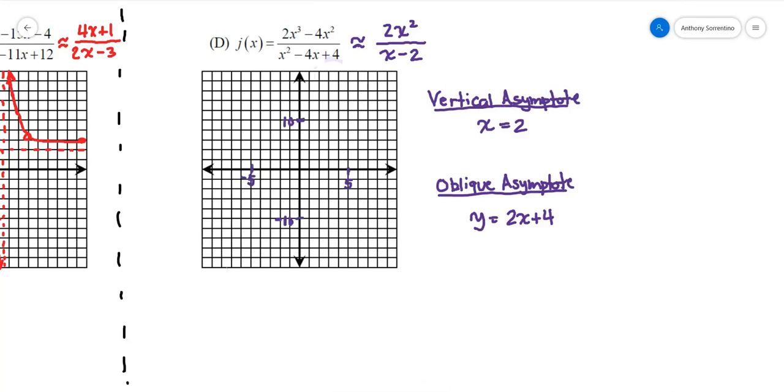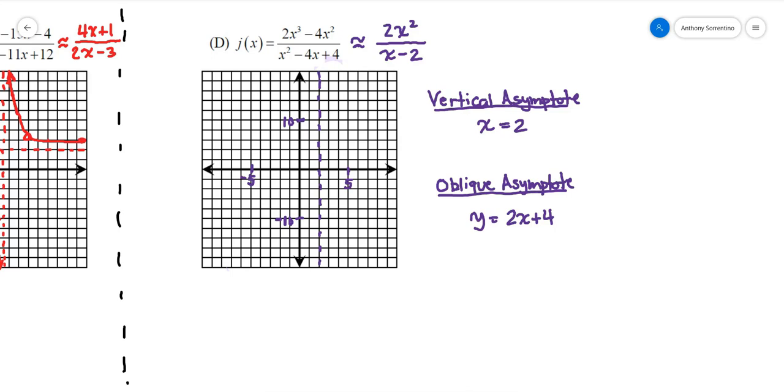To show more of the graph, I decided to rescale this and go by 1s on the x-axis still, but go by 2s on the y-axis. So when I plot x equals 2, it's still going to be here, and I'm going to use dashed lines this time. It's a little more simplistic graphing the line if I'm not using a thick marker. And y equals 2x plus 4.